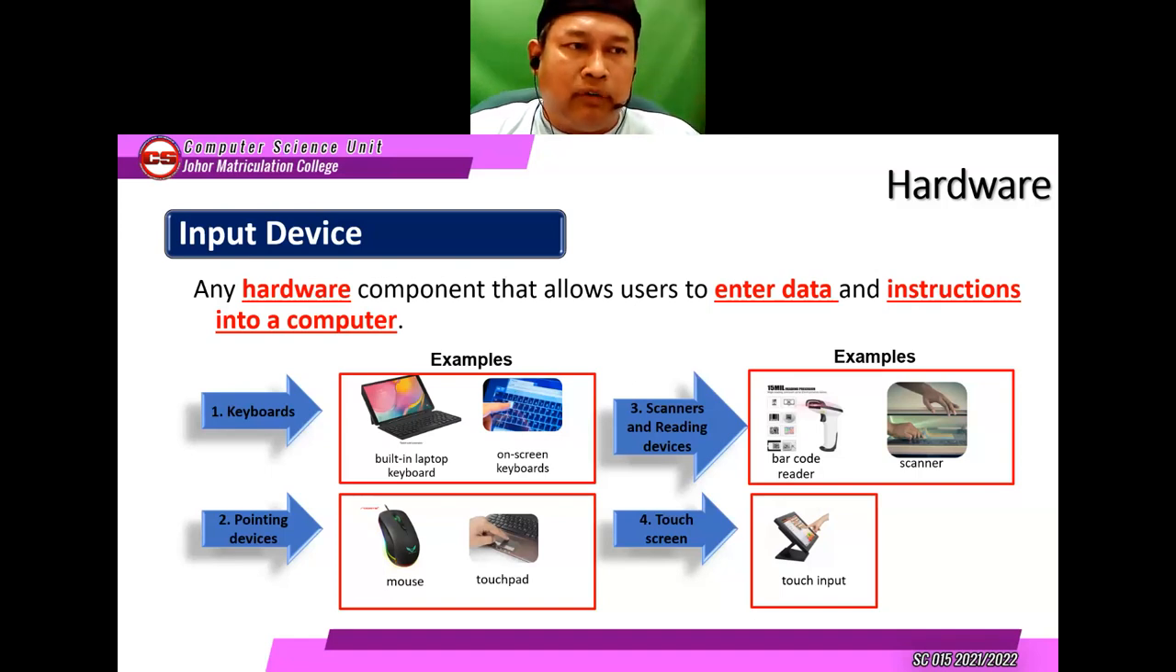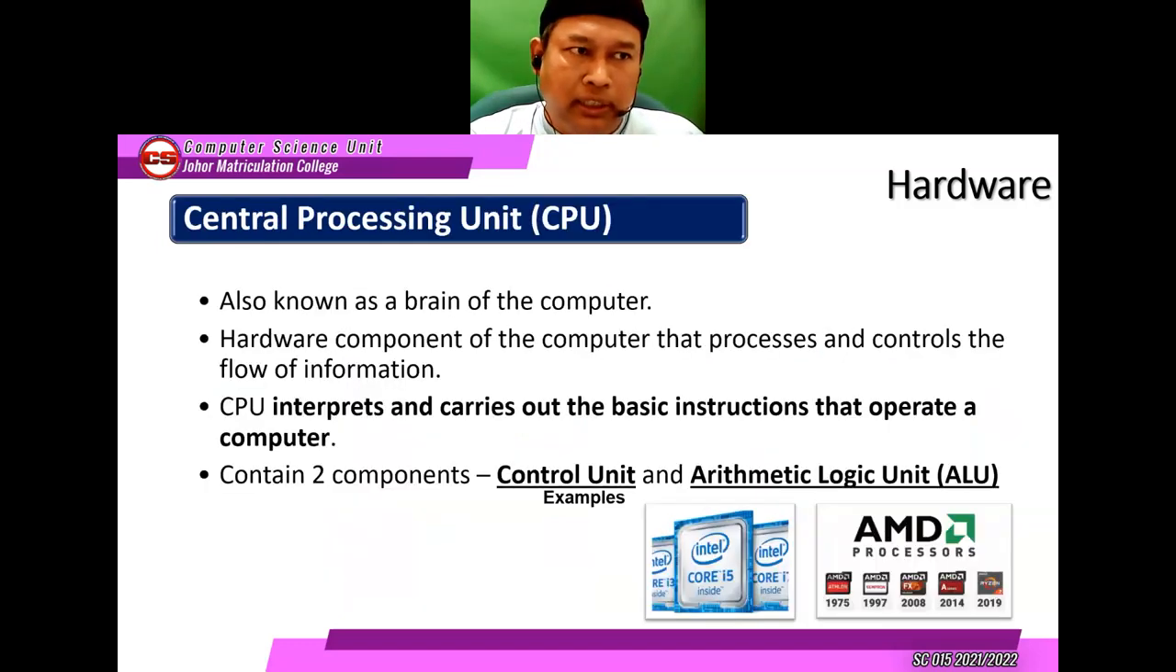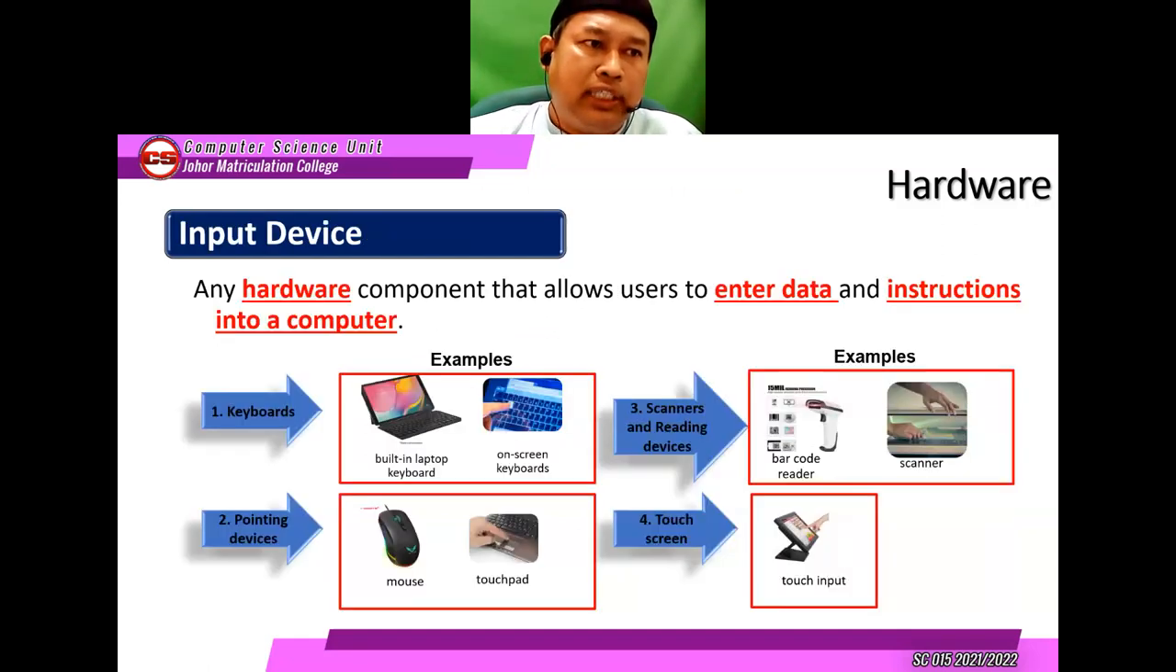This is number one for device hardware in computers: the central processing unit. And number two is input device. What is input? Input means get the data. So the hardware will get the data from the user or human.